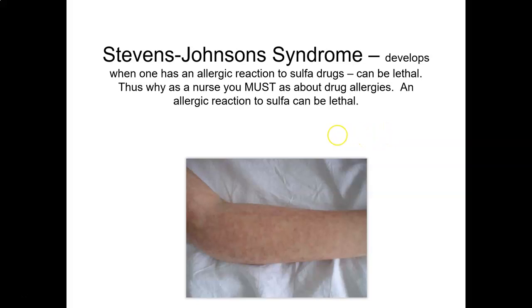When people have an allergic reaction to sulfa drugs, and you'll learn more about this in pharmacology, so don't forget it, that's called Stevens-Johnson syndrome, and it's a lethal syndrome. That's why as a nurse you must pay attention to people's drug allergies. An allergic reaction to sulfa can kill them. And this is an example of what Stevens-Johnson syndrome looks like. So if someone calls you and says they're having hives or they're itching all over, that is not something to be ignored. You need to go check your patient.